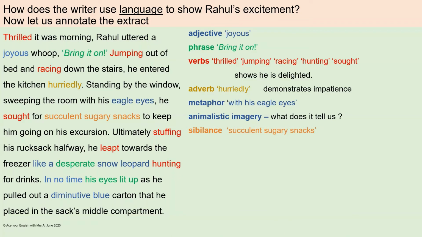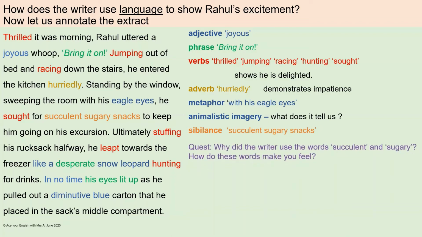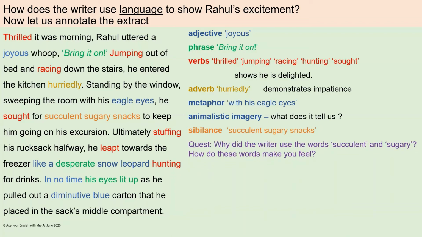He's very observant, isn't he? He's focused. And then we have the sibilants, succulent, sugary snacks. Probably you saw that as alliteration. You were right. But because they have the hissing sounds, they are sibilants. Why did the writer use the words succulent and sugary? How do these words make you feel?